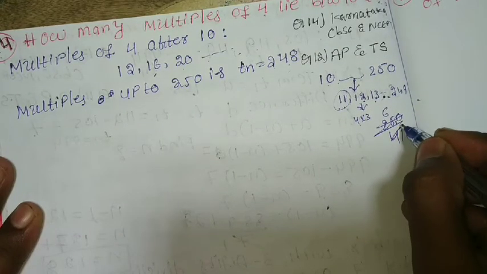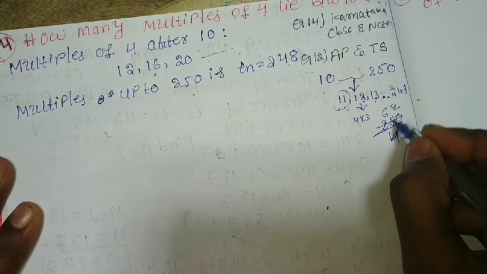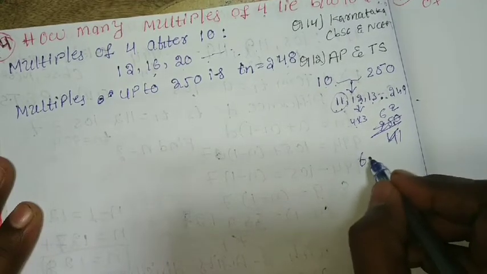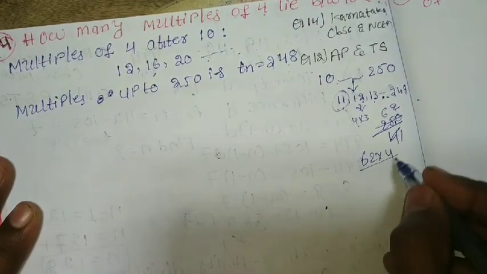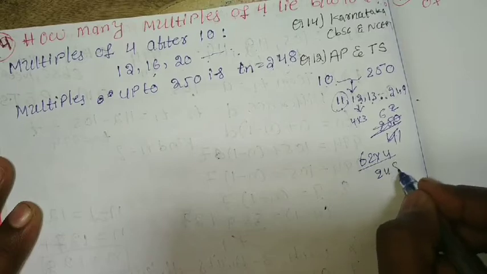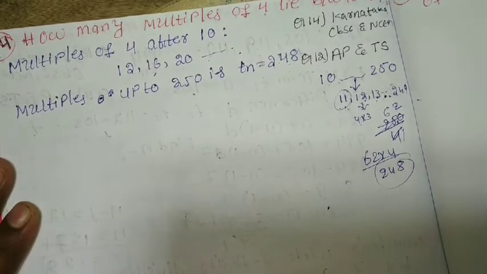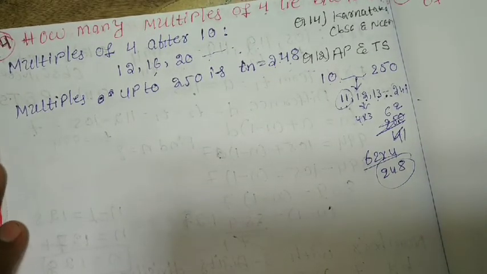1 remaining. So 4 2s are 8. Nearest to 10 is 4 2s are 8. If you do 62 into 4, what is 62 into 4? 248. See, simple. We get our answer, 248. It's very easy, no?